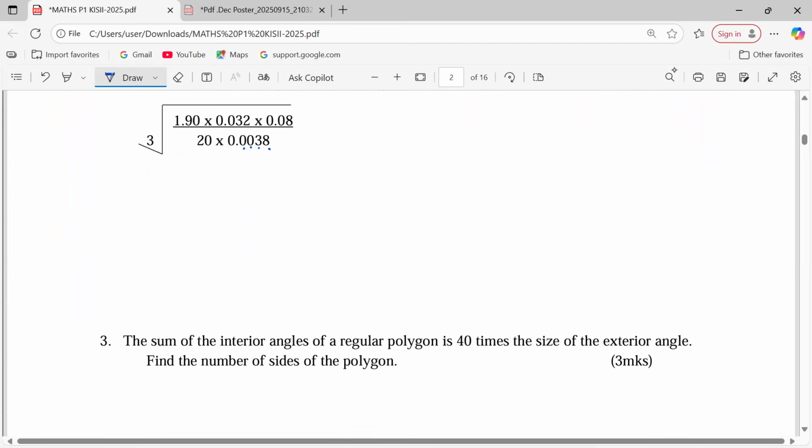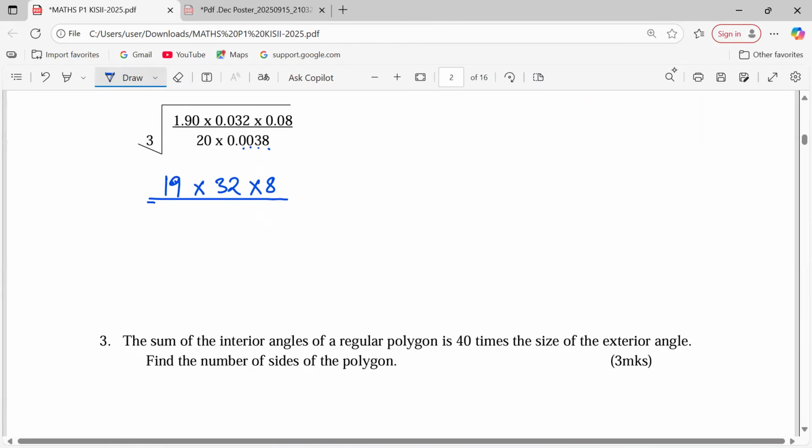0.0038. Let's work what is under the root sign first, whereby we can make the numbers whole numbers. How can we make the numerator a whole number? We can consider the number of decimal places: 1, 2, 3, 4, 5, 6. So 1.9 becomes 19, 0.032 becomes 32, and 0.08 becomes 8 after multiplying by 1 million to cancel all the decimal places.